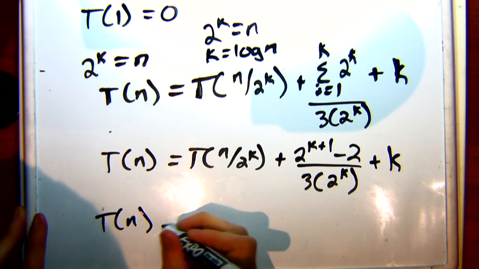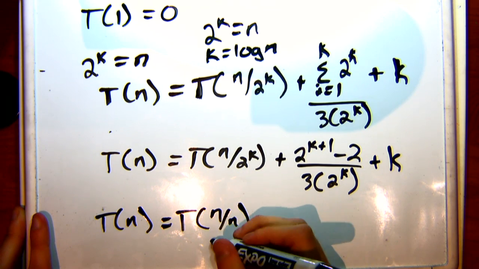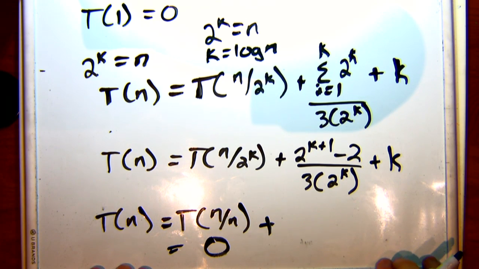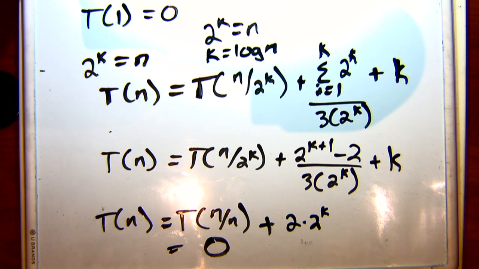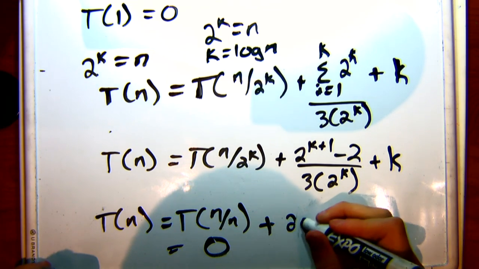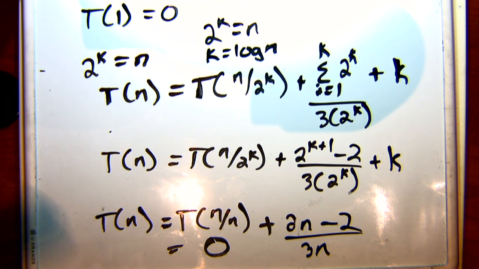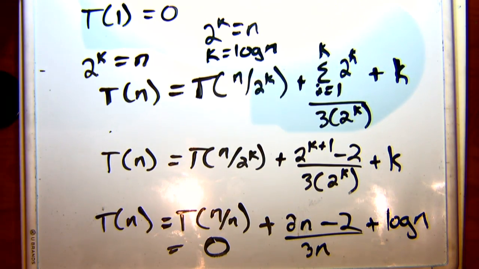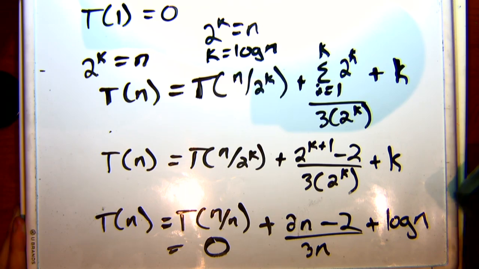So this is going to be d of n over n, which is just 1, so that's our base case, plus 2 to the k plus 1. This is just 2 times 2 to the k, so that's 2 times n, minus 2 over 3 times n, so that's another 2 to the k, plus log of n, because our k is equal to log of n. And we found that by just taking the log of both sides there. More specifically, it's the log base 2 of n. I just dropped that though, so we won't need it.